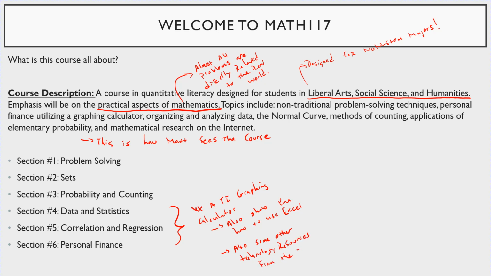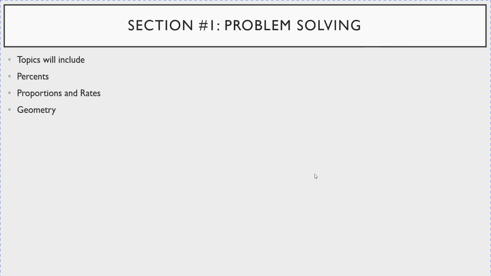So let me talk about each section in a little bit more detail for you. The first thing, problem solving. We're going to focus on three major topics in problem solving here. We're going to start with a review of percents. Then we're going to do proportions and rates, and then we're going to talk about a little bit of geometry. And unfortunately, this section is a lot of word problems.